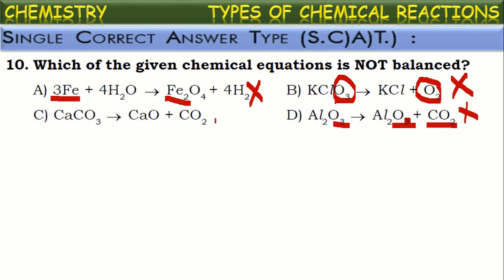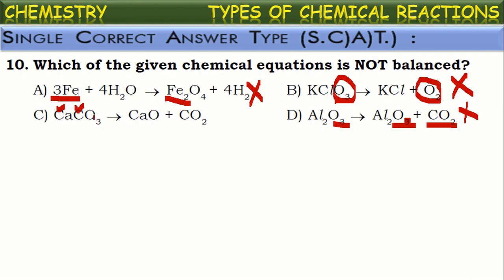If you see in this equation, the number of atoms of each element. First, if you see calcium, one calcium atom on the left hand side. On the right hand side also one calcium. So calciums are balanced, isn't it? Now if you see carbon atoms, there is one carbon on the left hand side. On the right hand side also one carbon.